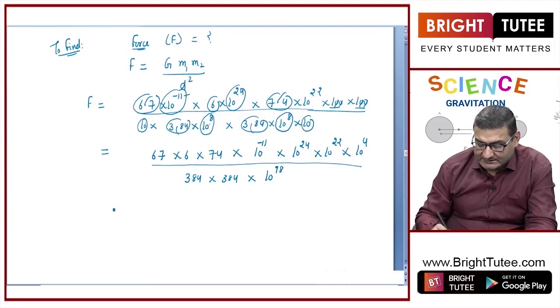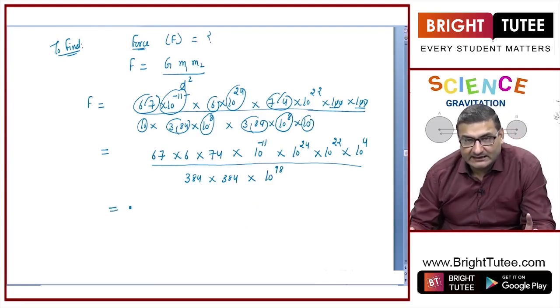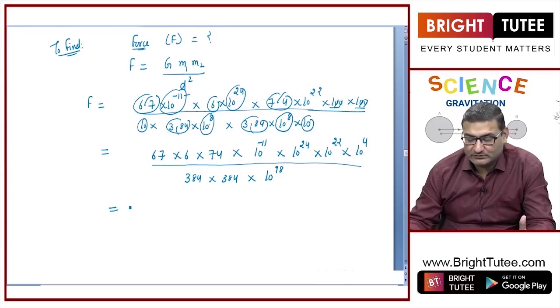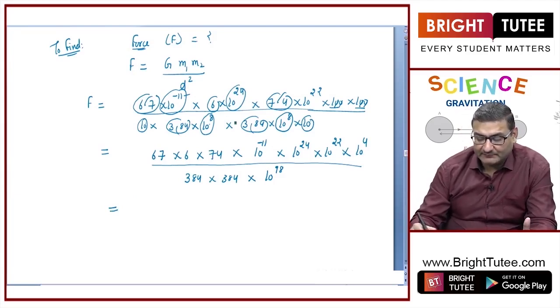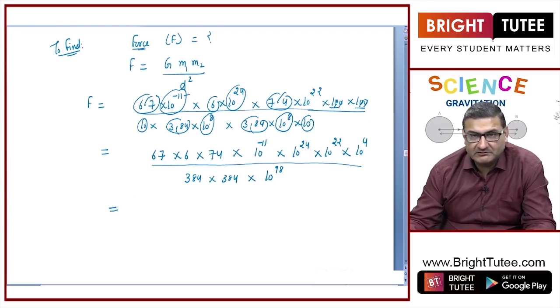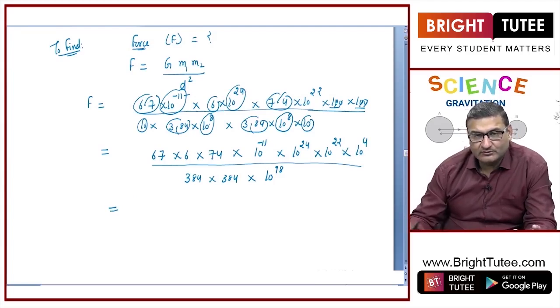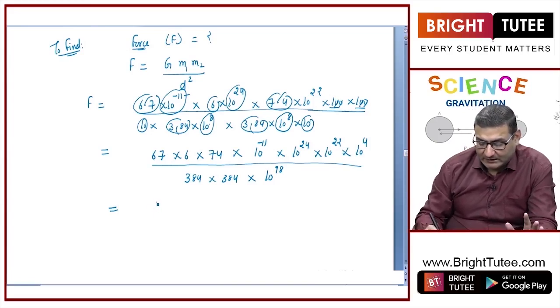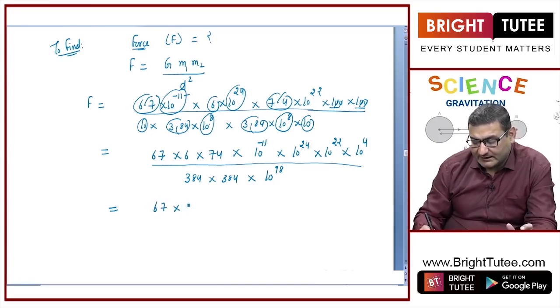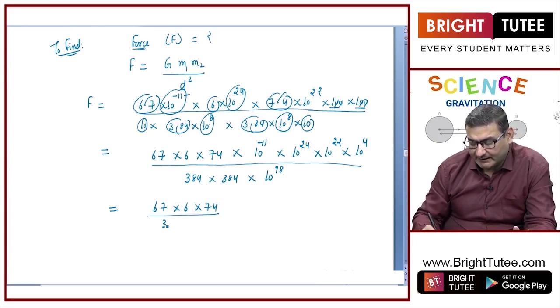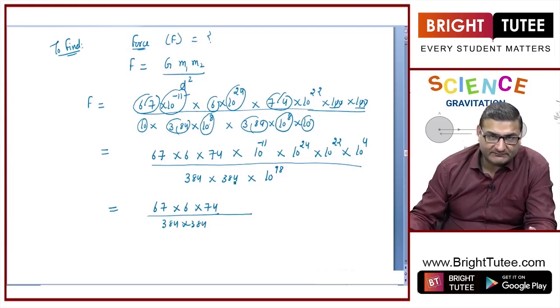Got it? Now, once again, rather than doing it directly, please write one more step. You are looking at it, if I am not putting these circles, which I am not going to do in my examination, there is no cutting mess up being done over here, right, till now. Again 67 into 6 into 74 divided by 384 into 384. These are my values other than the powers of 10.